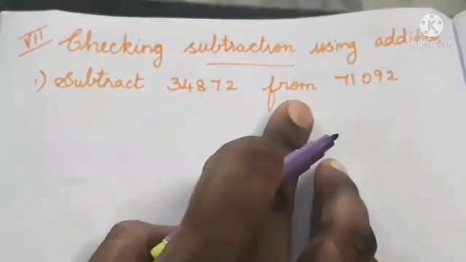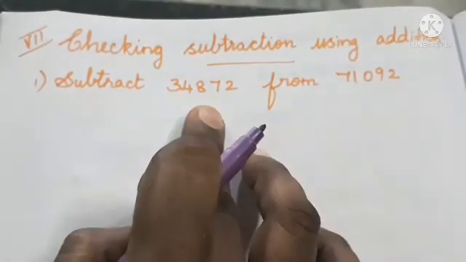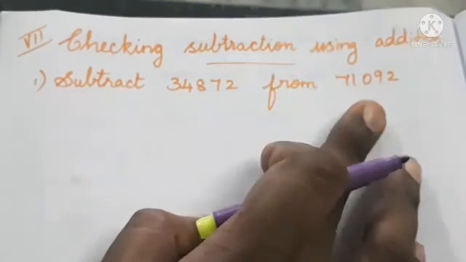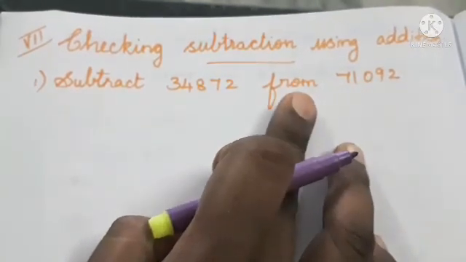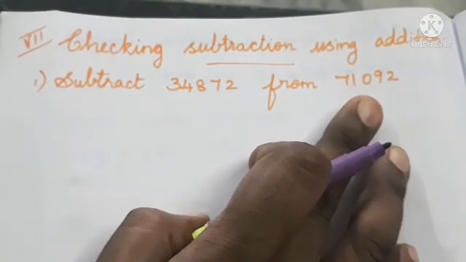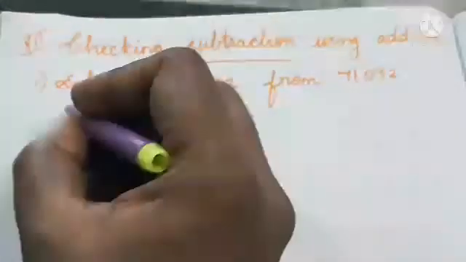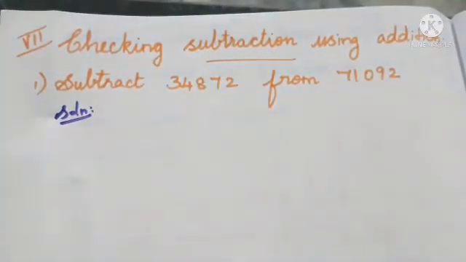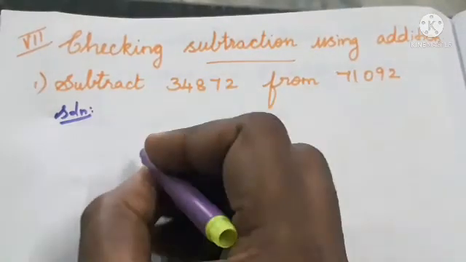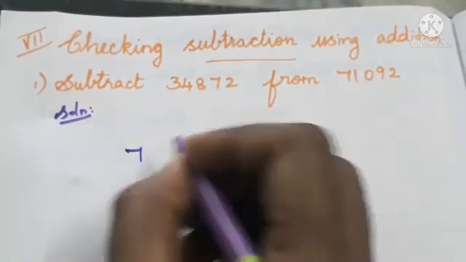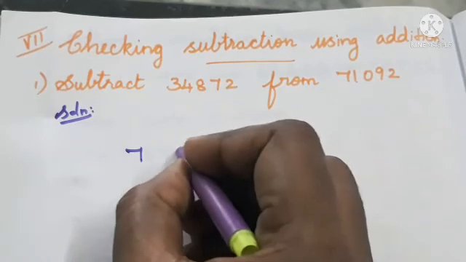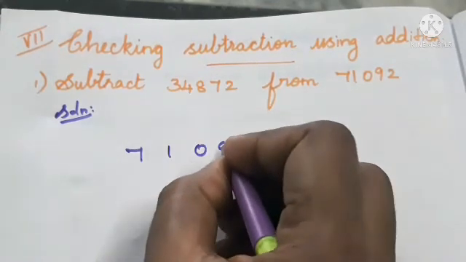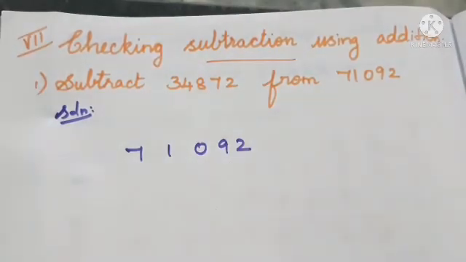Okay, subtract this number from this number. Write the number that is given after the word "from" first. So we write the bigger value first, and leave one or two lines to write the remainder. So 71092. Okay, 71092.